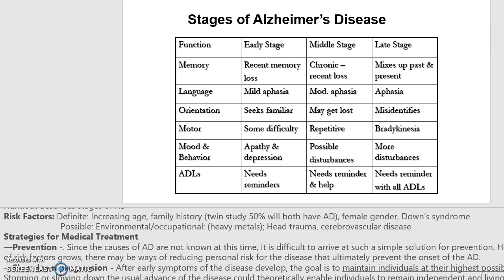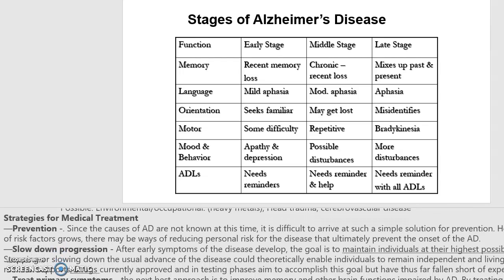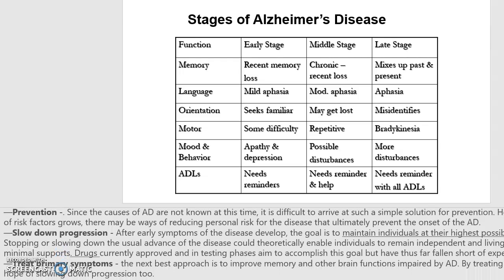The best way for medical treatment is to prevent Alzheimer's disease, and so encouraging activity, good nutrition, being social. Slowing down the progression would mean that after early symptoms develop, the goal is to maintain the client at the highest possible level of functioning. There are some drugs that are approved for that, but we want to try to enable them to remain independent and living in their familiar home as much as possible.